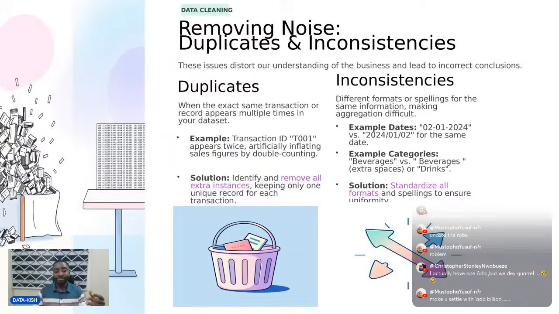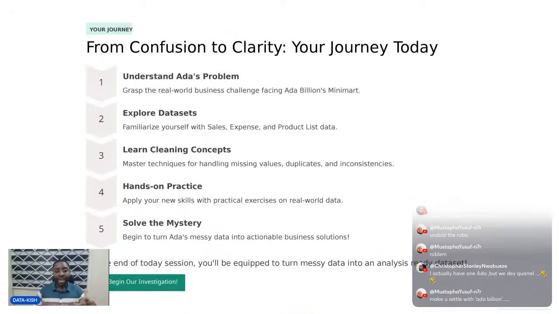So moving on. At the core of our task today, these are the different things we would handle. First thing we will do, which we have done in a way, is understanding Ada's problem. We know what Ada's problem is.